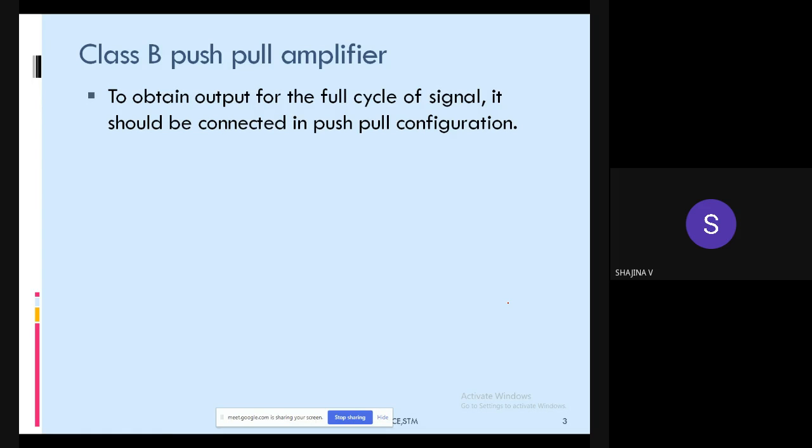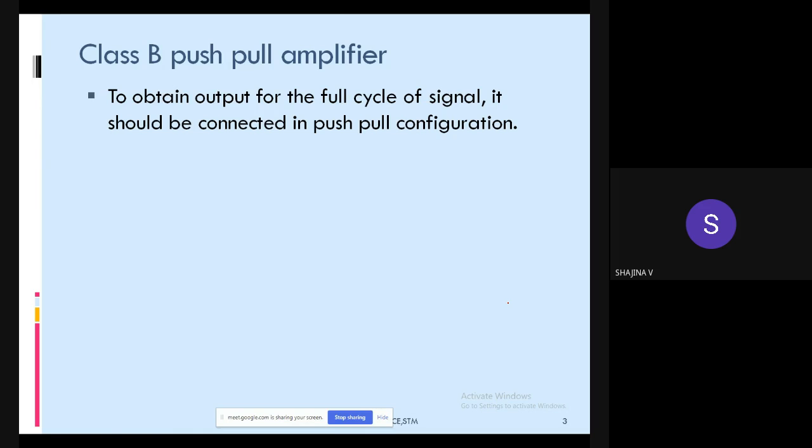Now coming to class B push-pull amplifier. Here, to obtain the output for the full cycle of the input signal, that is for all 360 degrees of the input signal, we should connect the class B amplifier in push-pull configuration.